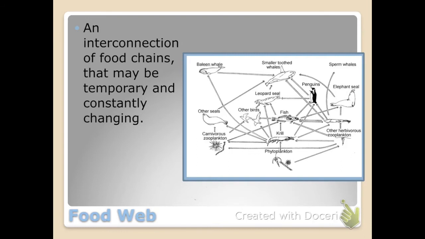One note that I want you to make is that when we look at these arrows, they're pointing to energy flow. Okay, so what this means is that the smaller toothed whale is eating the baleen whale, and so energy is flowing from the baleen whale to the smaller toothed whale. Okay, so the arrows are always pointing in the direction of energy flow.